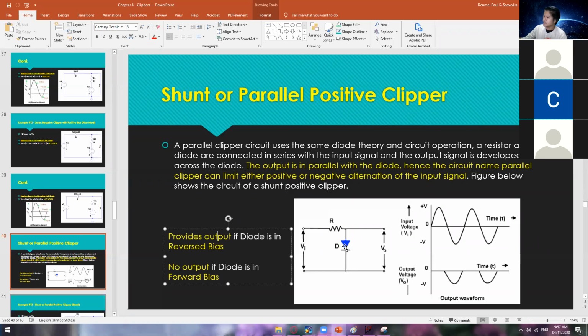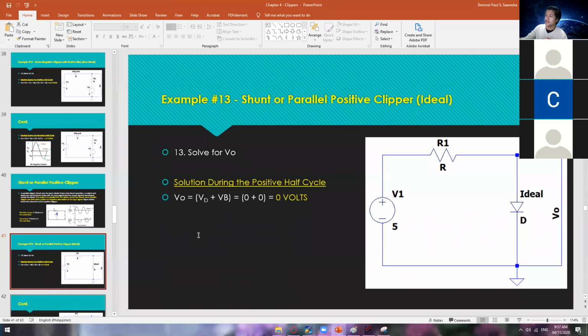With this arrangement of the diode, this one is clipping the positive side. Just flip this one, and then that one is now clipping the negative side. So that depends on the polarity of your diode. But for this one, it clips the positive side. That's why we call it a parallel positive clipper, because it's clipping the positive side of the circuit. So for you to appreciate this one, we have here an example.